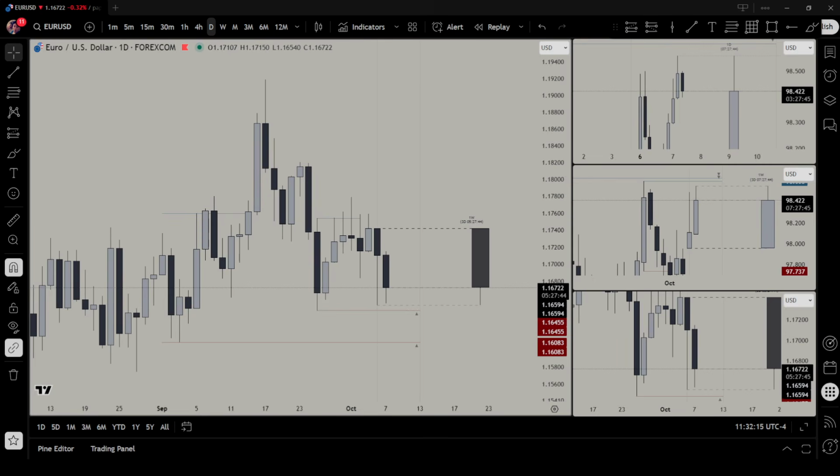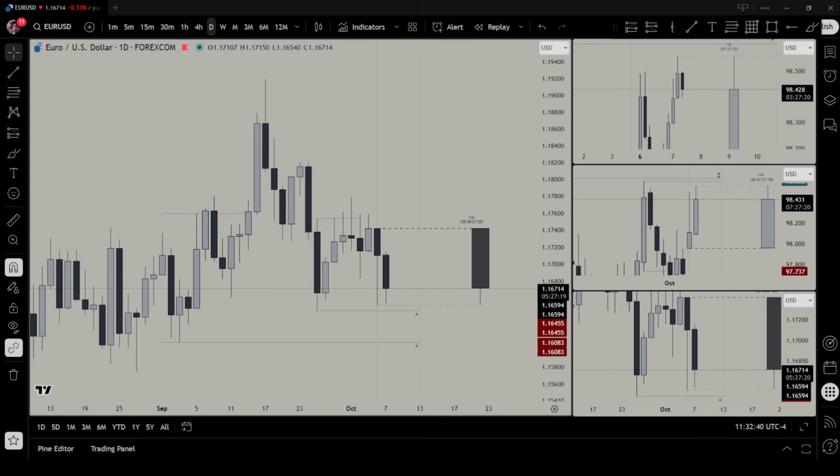Now, to determine how a CRT fails, I want to tell you guys the reasoning. That's overall how a CRT fails. Now, let's say you're in a trade. How do you know that this CRT target will not get met? As you guys know, CRT targets are inevitable.